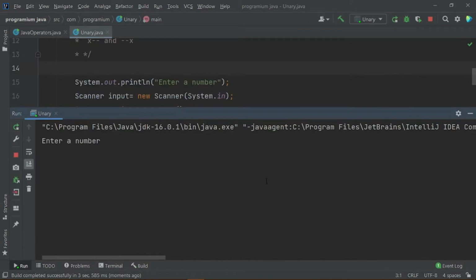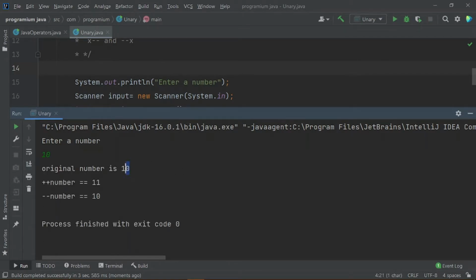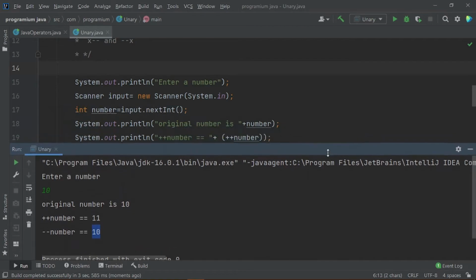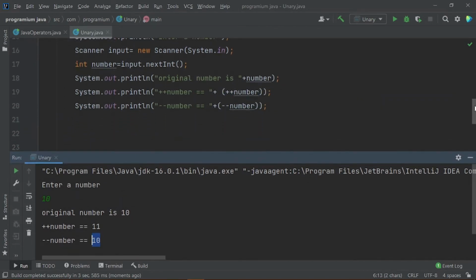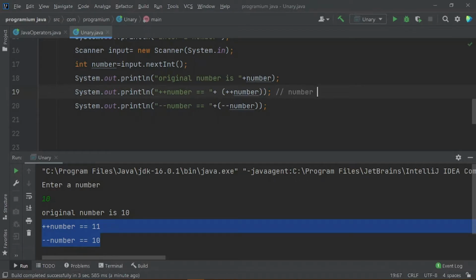So what should our number be? I am using 10 here, and you can see that the first result is 11 and the second result is 10. So let me open these side by side. Let me write here the simple working of plus plus and minus minus. So what does this mean? This means number is equal to number plus 1. This plus plus number is the simplified version of this line.